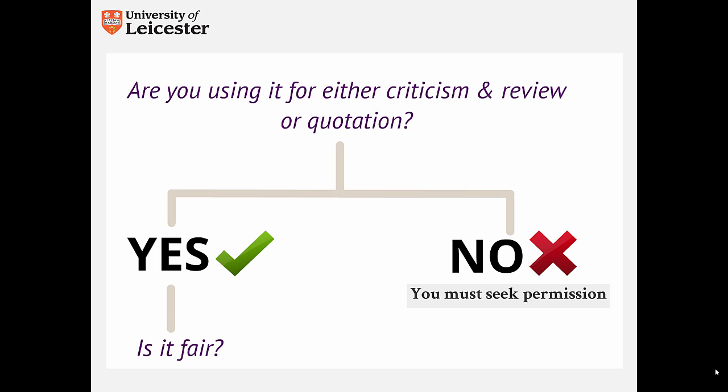So the next question to ask is, are you using the item for either criticism and review or quotation? If you think you are using a substantial amount of published material, then you may still be able to include the excerpt providing you use one of these provisions. First of all, criticism or review. For example, if you use a long extract of text or an illustration and it is integral to your argument and not too large, then this might count as criticism.